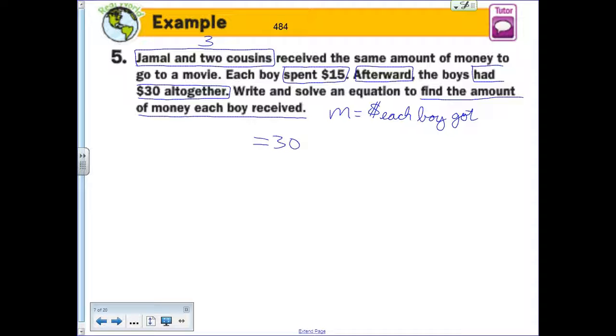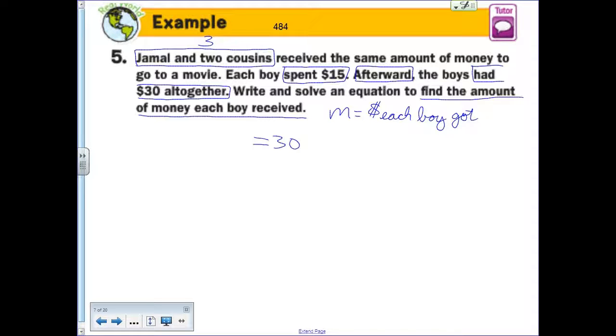Now we've got to take a look at the other numbers we have. It says Jamal and 2 cousins received the same amount of money. We know in this problem that M represents the amount of money each one of them got. We also know, because there are 3 of them and they each received the same amount of money, we would have to take the amount of money each boy got and multiply it by 3.